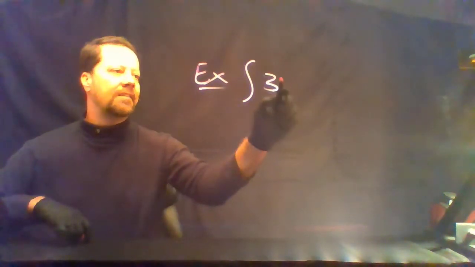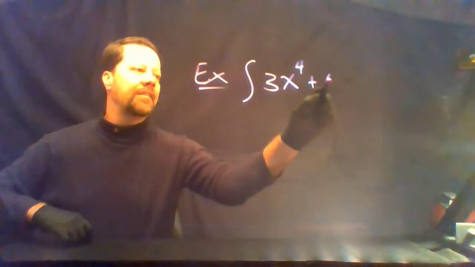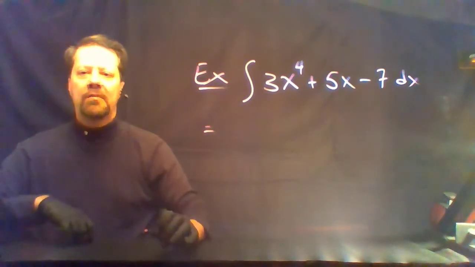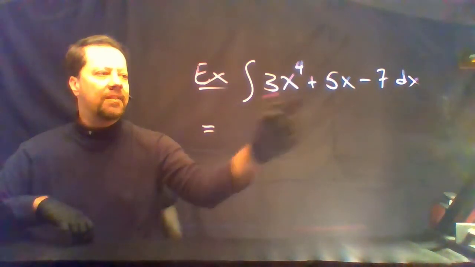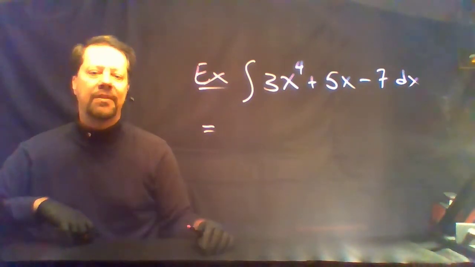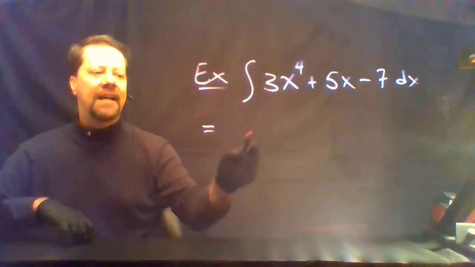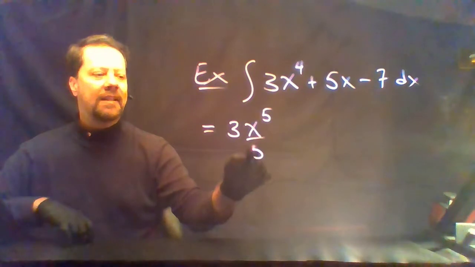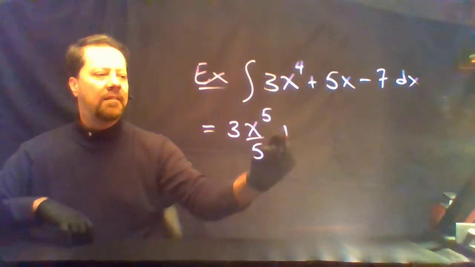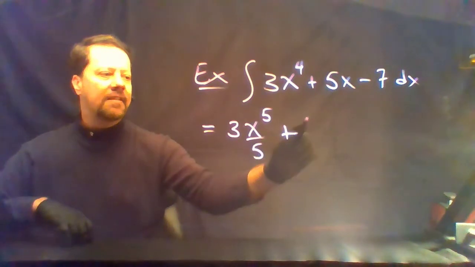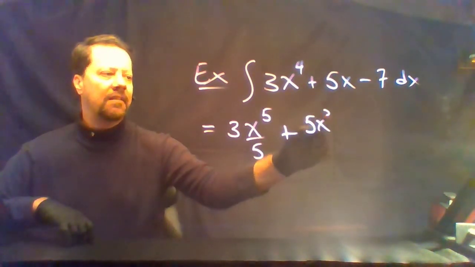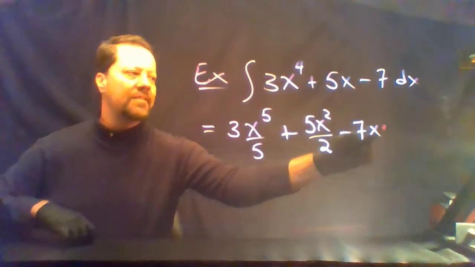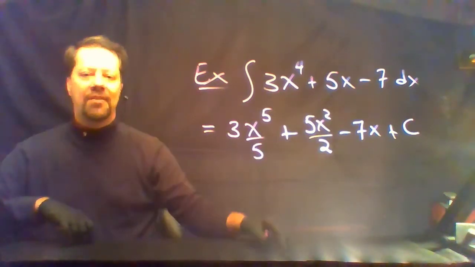Suppose I'm integrating, say, 3x to the 4th plus 5x minus 7. Because of this last theorem, we can break this into 3 integrals and integrate term by term. On the first term, we can move the 3 out and just integrate the x to the 4th by itself. In integrating 5x, the 5 comes out, and we'll have 5x squared over 2. Integrating 7 just gives us 7x, and then we can add an arbitrary constant of integration.